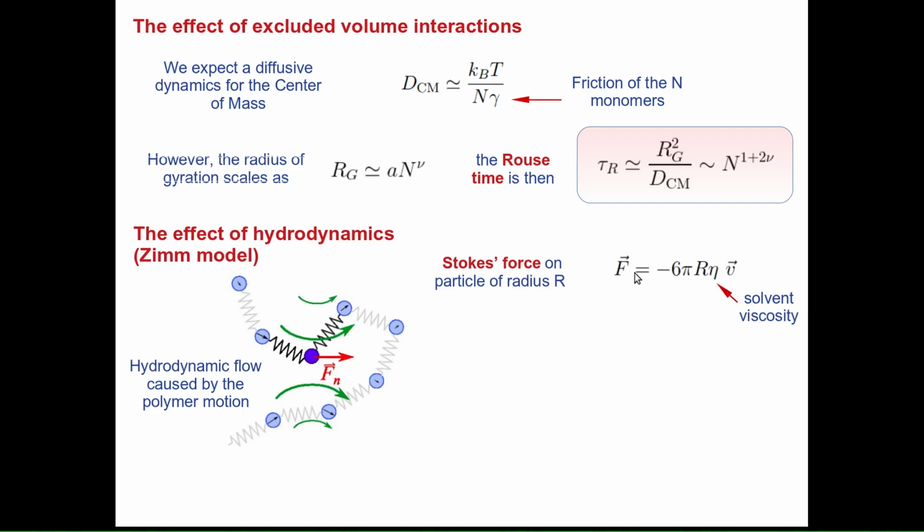And Stokes derived that the drag force exerted on a particle with a certain velocity v is minus 6 pi r times eta. So this 6 pi r eta is the friction coefficient, the friction felt by the particle due to the presence of the fluid.